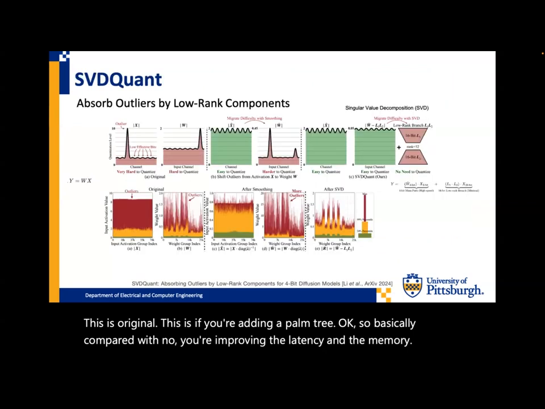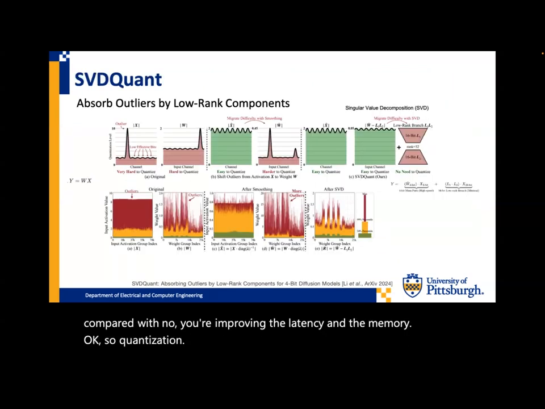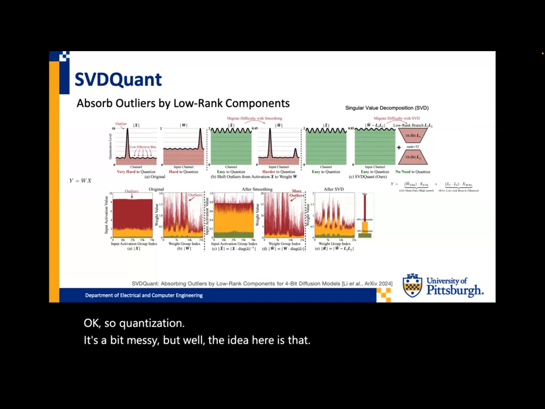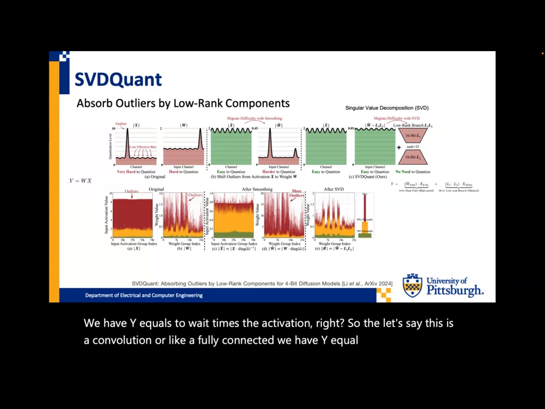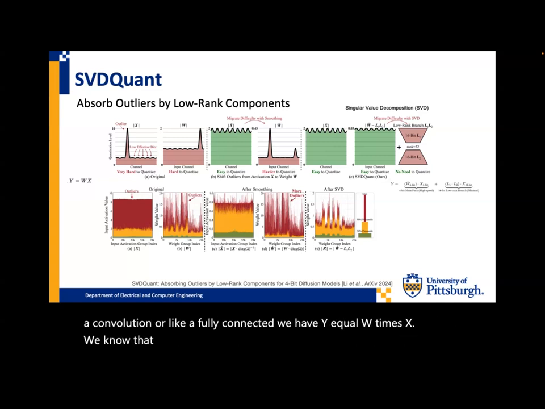Okay. So quantization. It's a bit messy, but the idea here is that if you look at the transformation, we have y equals weight times the activation, right? So let's say this is a convolution or a fully connected layer. We have y equals w times x. We know that when we talk about large language models, the difficulty of quantization is because of all these outliers.